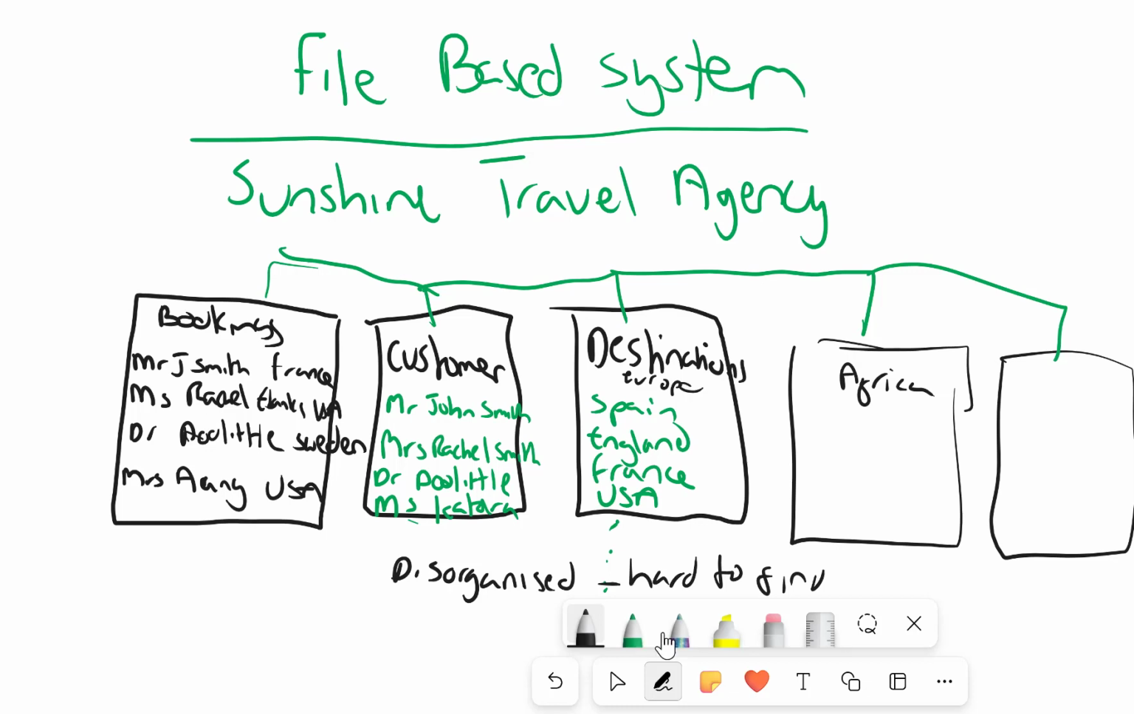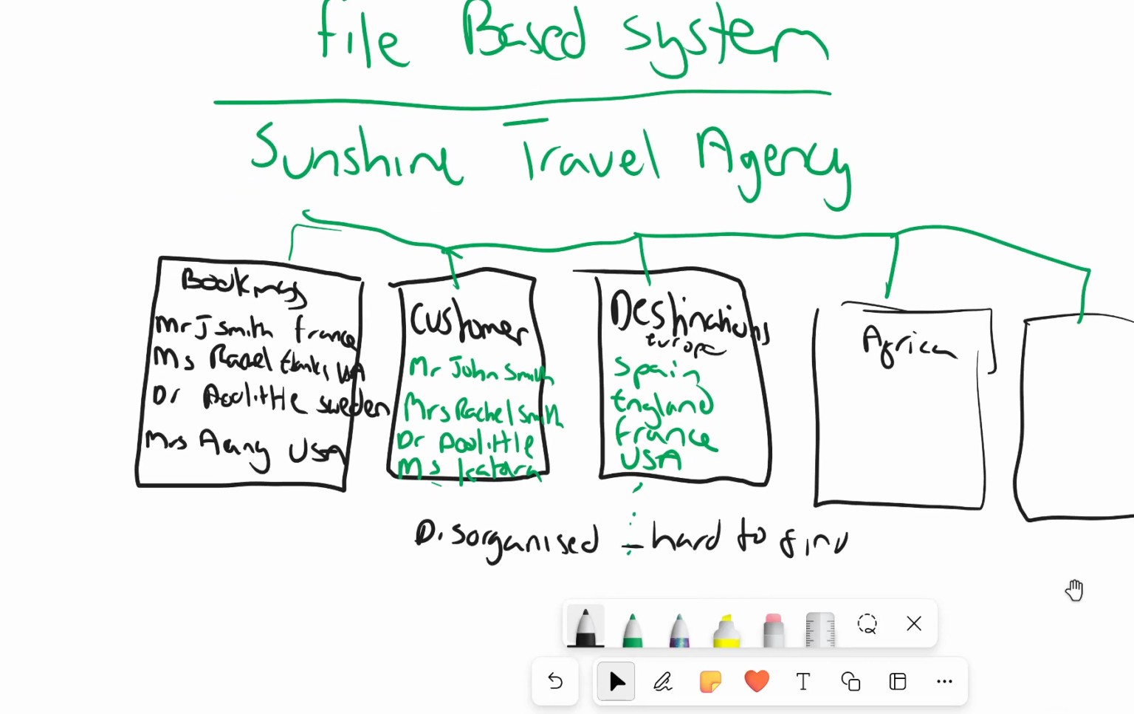We've also got a concept called data redundancy. That's a big word. Let me say it again. Data redundancy. What do I mean by that? Well, do you notice how we've got customers which are repeated? So we've got Mr. John Smith here, we've got Mr. John Smith here, we've got France here, we've got France here. So data's being repeated.